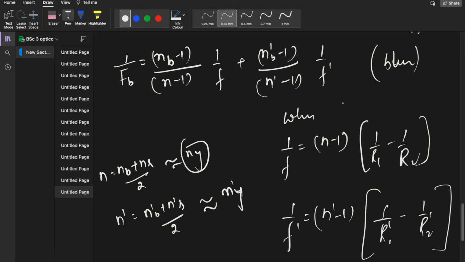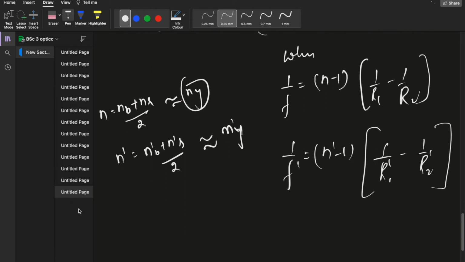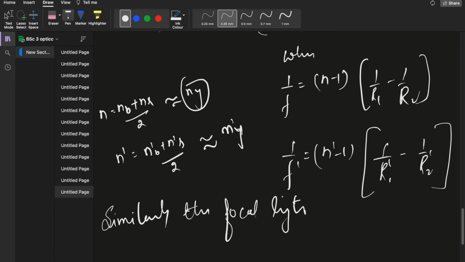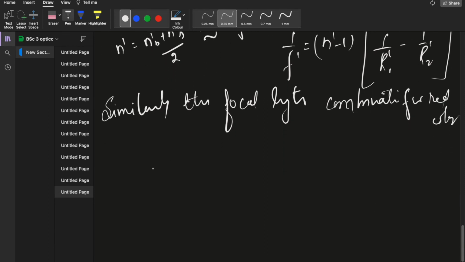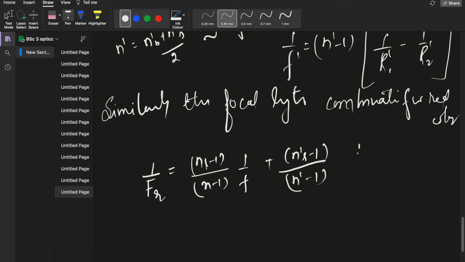So as we have already chosen red, blue and yellow color, similarly we can say the focal length of the combination for red color, just change 1/F, B will change with R: 1/F is equal to (nR − 1)/(n − 1) times 1/f plus (n′R − 1)/(n′ − 1) times 1/f′.